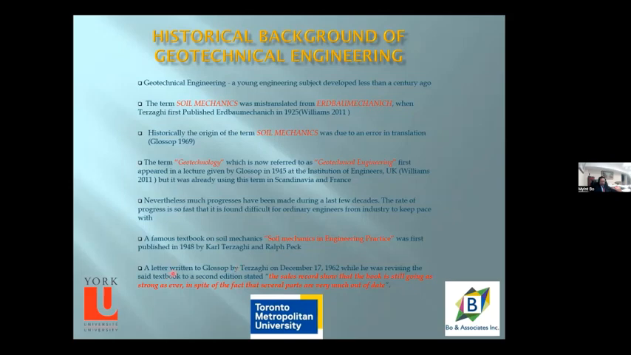A letter written to Golosov by Tazagi on December 17. This is only just 14 years after this book was published. At the time, he was revising that textbook to a second edition. So he wrote this phrase: the sale record showed that the book is still going as strong as ever, in spite of the fact that several parts are very much out of date. Just a matter of within 14 years, the subject matter becomes out of date.